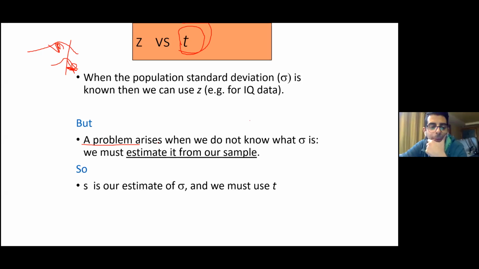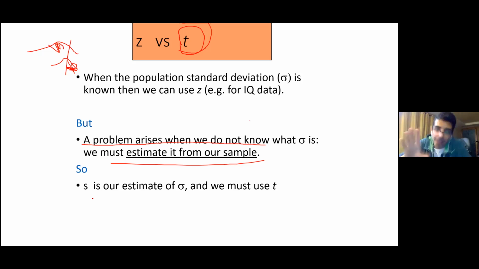A problem arises when we do not know what sigma is, the population standard deviation. So you can't use Z if you do this. I'm not going to go into why; it's going to take me like 5 million hours. But basically, if you take a sample and find the standard deviation of that sample, you can assume that the sample's standard deviation is very similar to the population standard deviation.